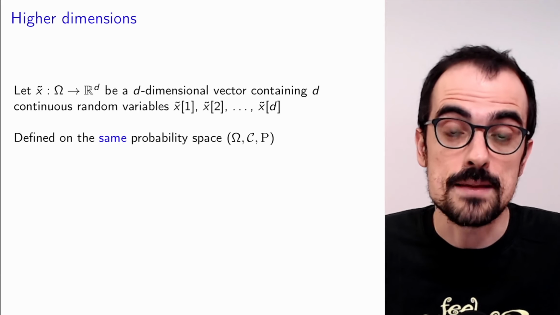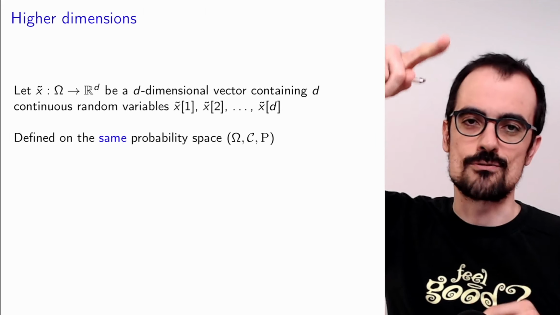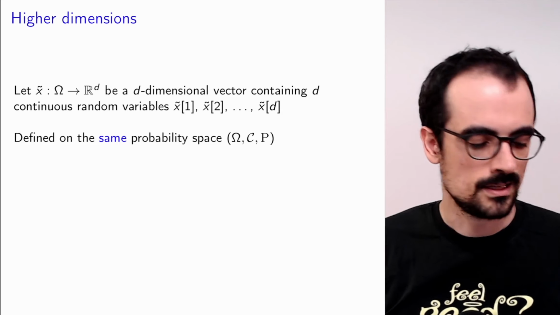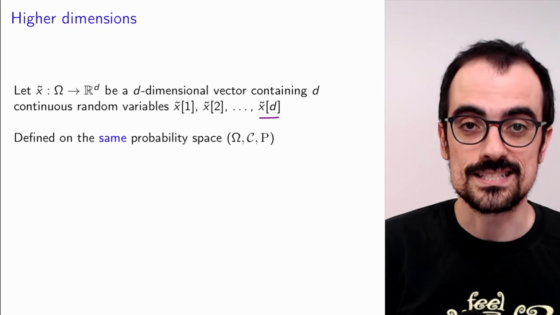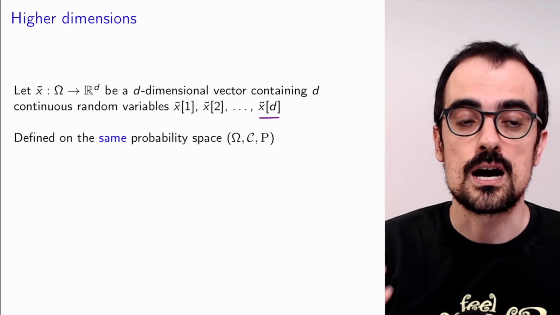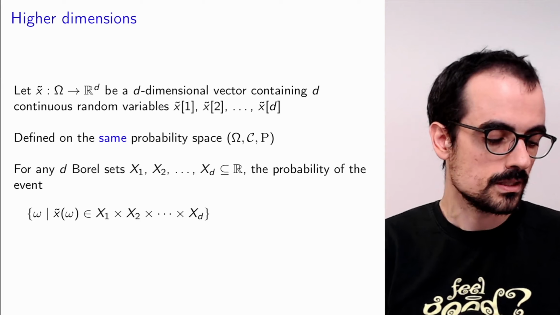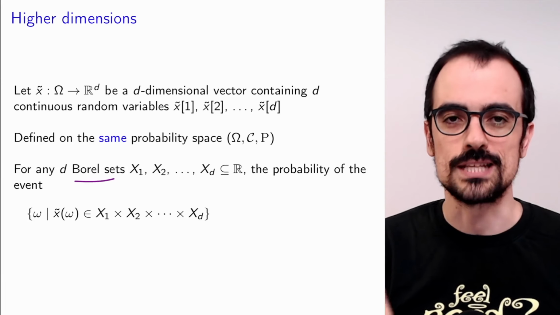What happens in higher dimensions? That means more than two random variables. We have a random vector where we stack random variables as its entries, which has dimension d. Well, the idea is essentially the same. If these random variables are defined on the same probability space, then if we consider, here I'm writing Borel sets, but let's think about intervals for a moment.